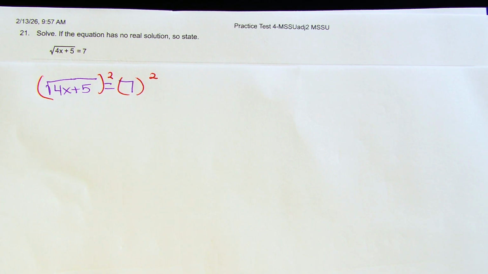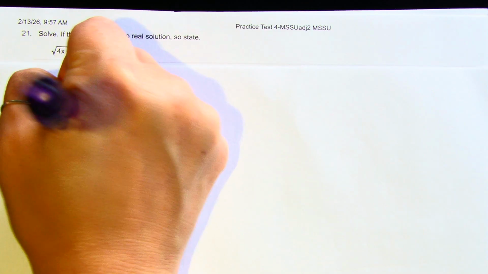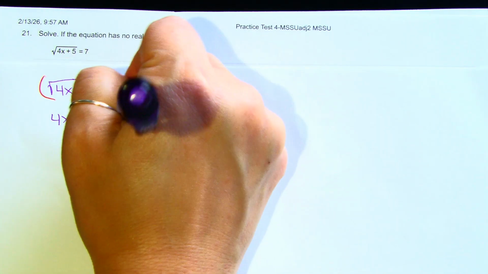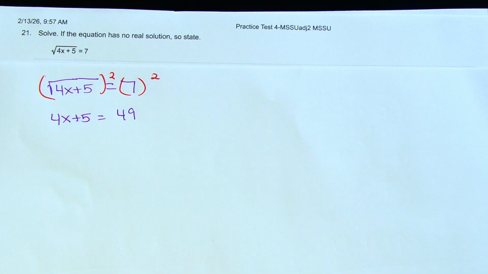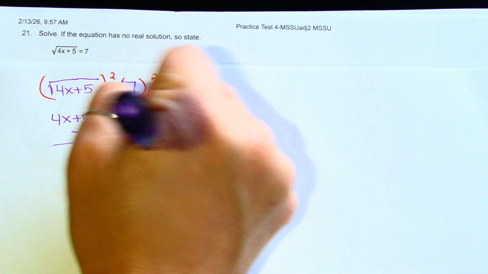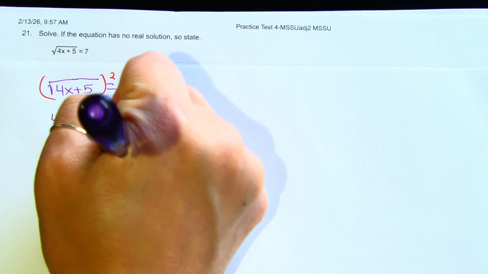7 squared is 7 times 7, which is 49. Now I have a really basic equation that I'm just going to solve. Subtract the 5, 4x equals 44, divide by 4, and I get x equals 11. Now, in a traditional problem, we would be done and we'd say, yay, x equals 11.